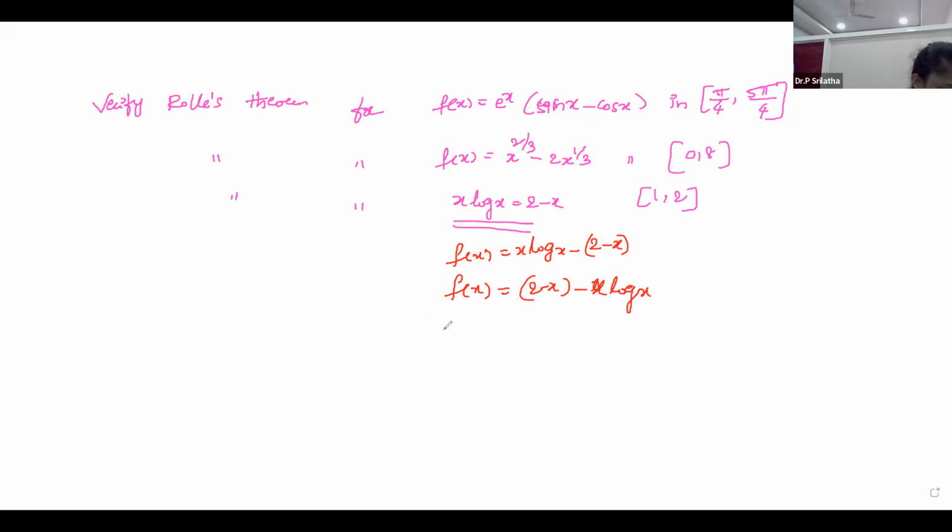Okay. Is there any chance for this function? Are there any other chances?